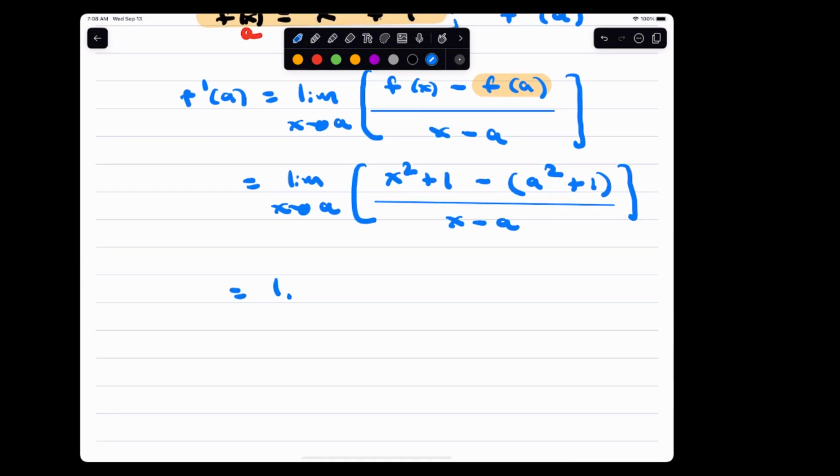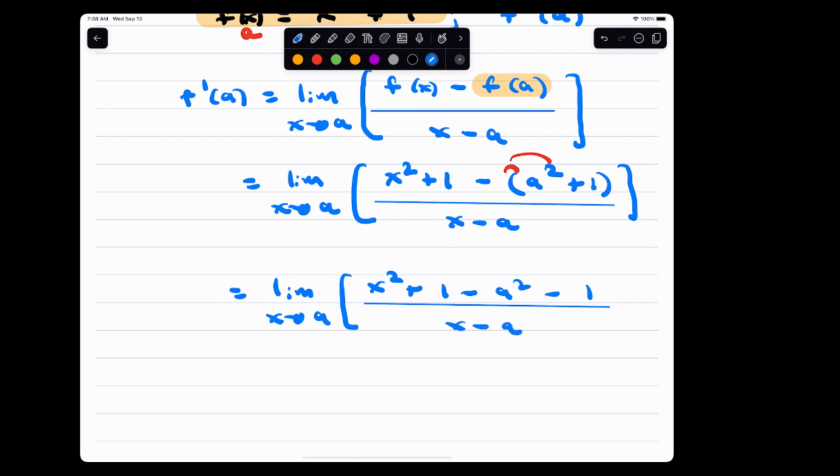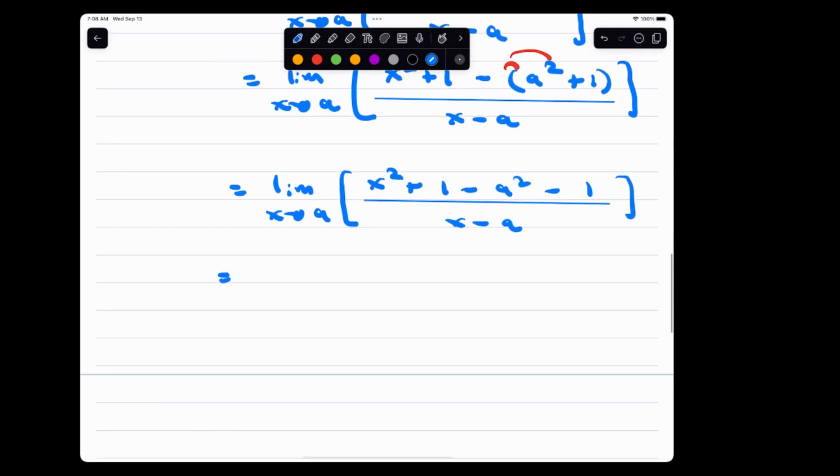So now let's clean this up using a little algebra. What do you end up with? Isn't this the limit as X goes to A of X squared plus 1 minus A squared minus 1, over X minus A? You're going to end up with X squared minus A squared over X minus A. Is that true? Just looking at your definition.